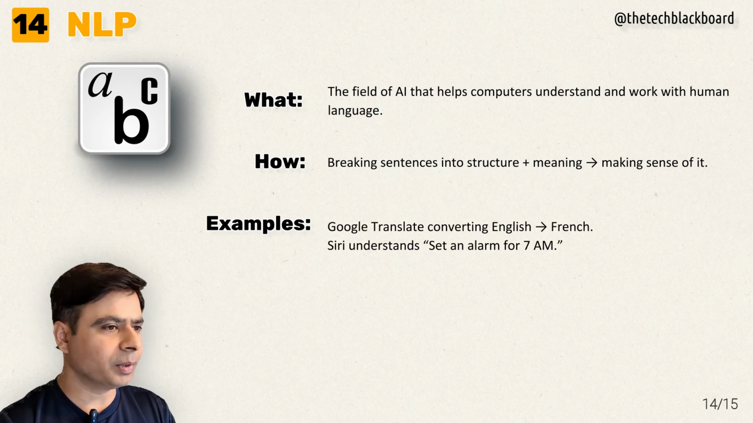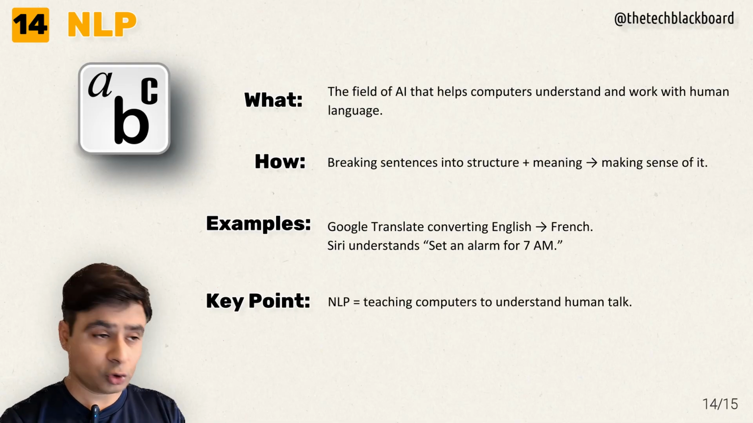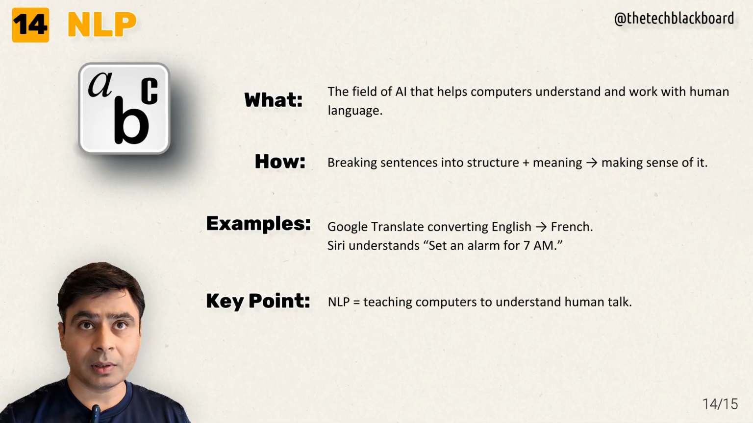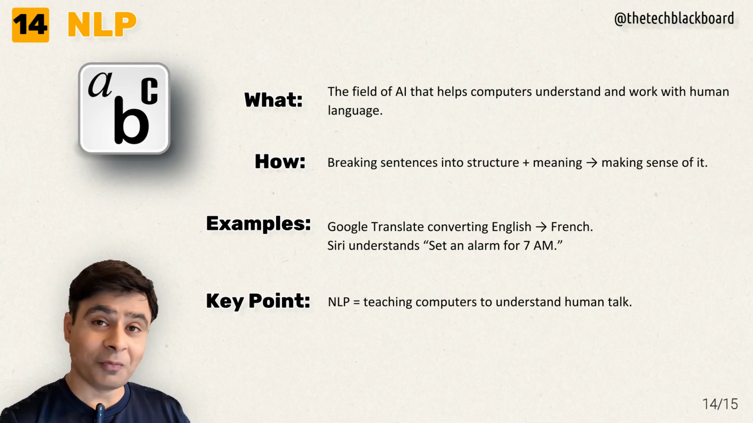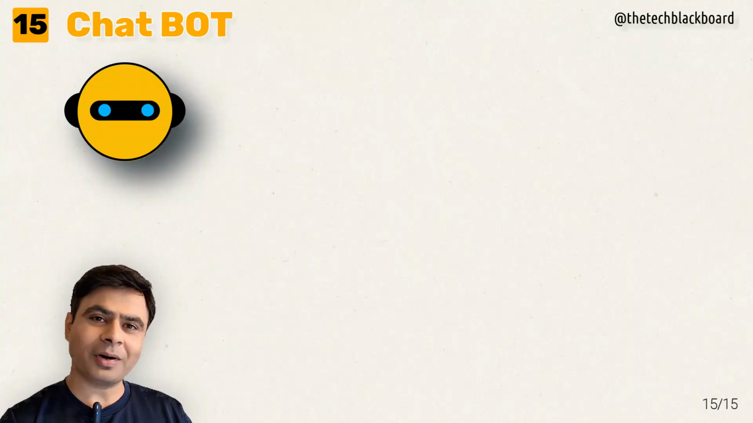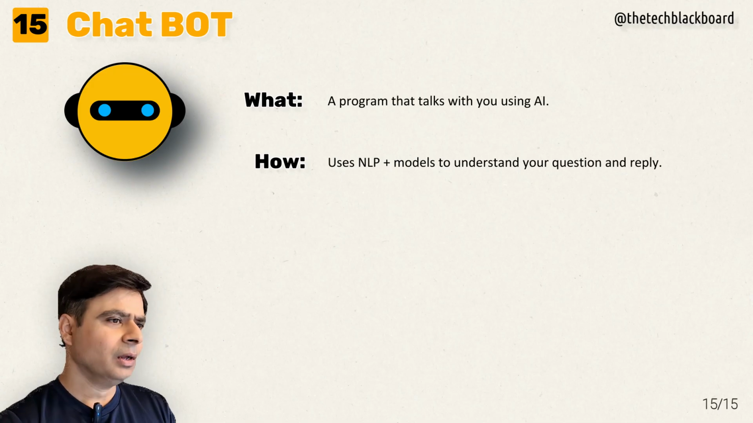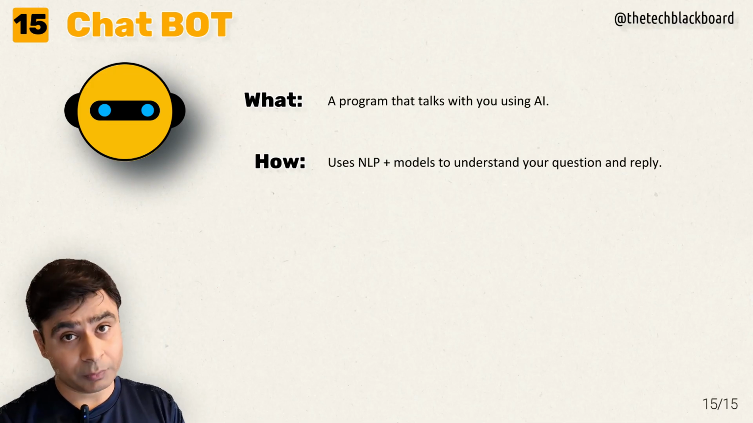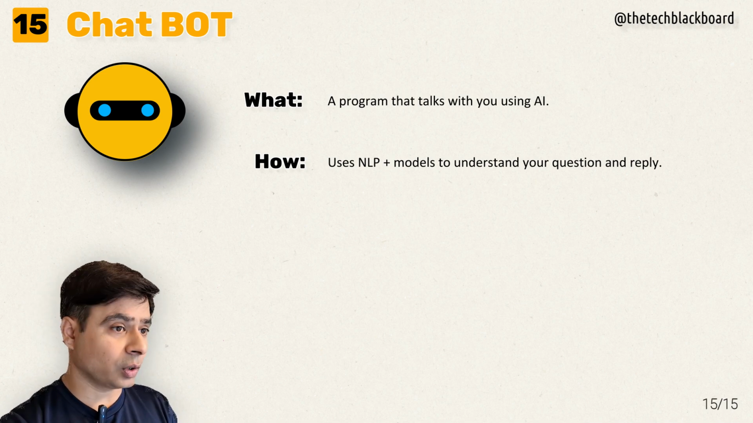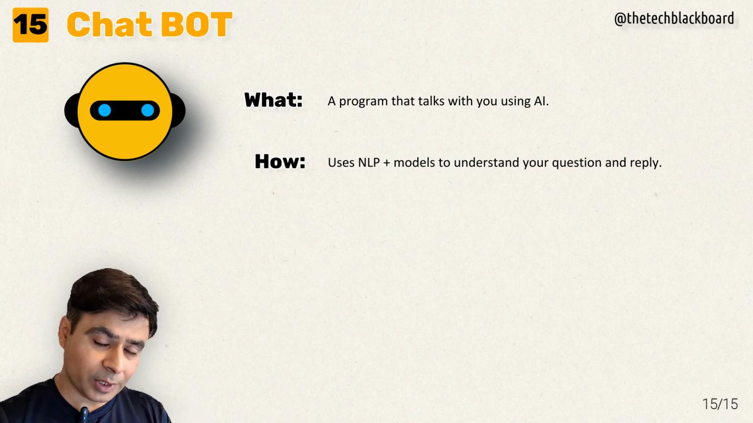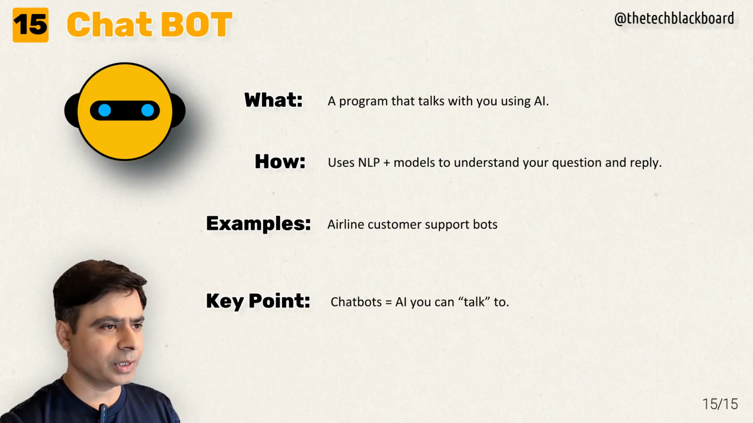A perfect example could be Google Translate, which translates sentences from one language to another. Then, for example, when you interact with your mobile assistants, for example, Siri, and finally, chatbots. Well, a chatbot is a program that talks with you using AI. How does it work? Well, it uses NLP because every chatbot has to understand your language, which is in the form of the prompt that we just talked about. And once it understands the language, only then does it generate some output. So examples are very simple. You are using it, ChatGPT.